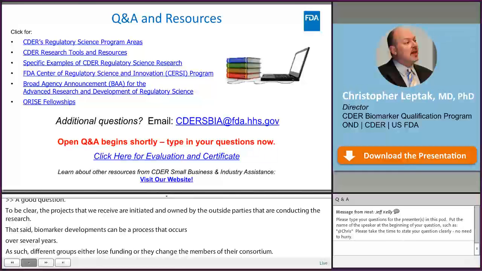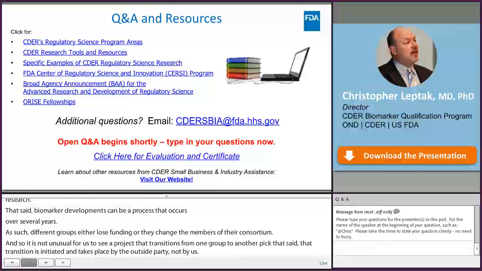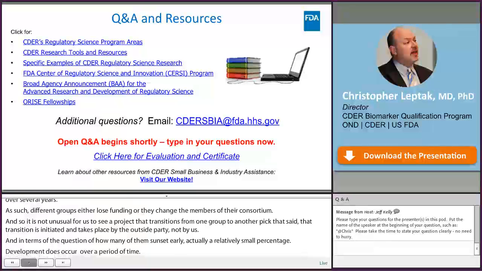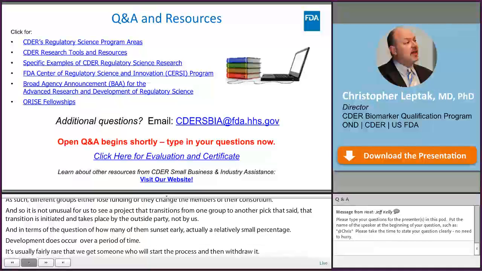And in terms of the question of how many of them sunset early, actually a relatively small percentage. Development does occur over a period of time, but it's usually fairly rare that we get someone who will start the process and then withdraw it. And even in those cases, more often than not, it's because of a lack of funding and resources rather than that the science isn't cooperating.